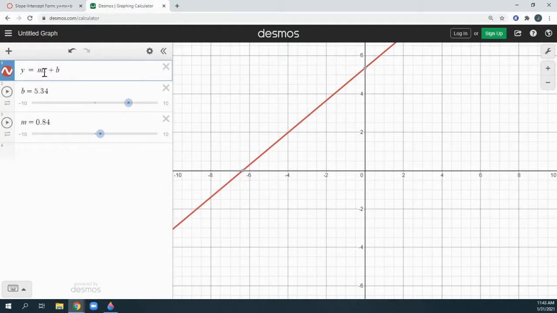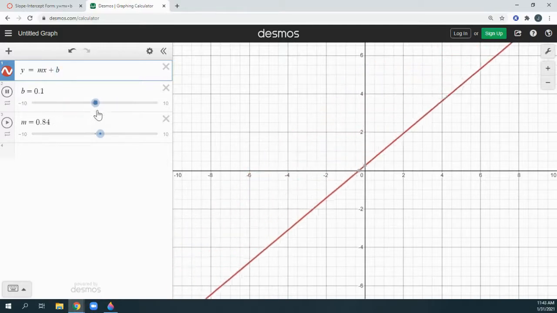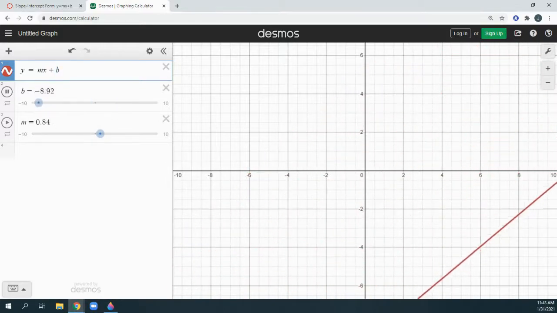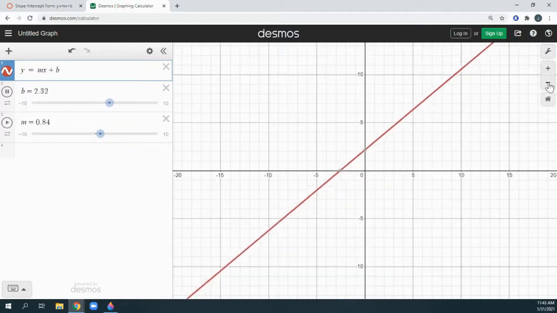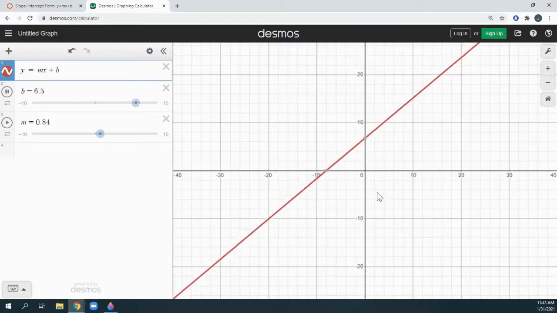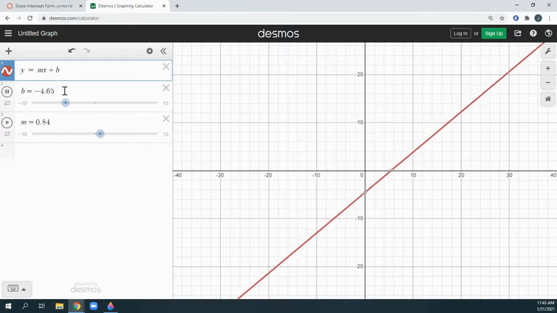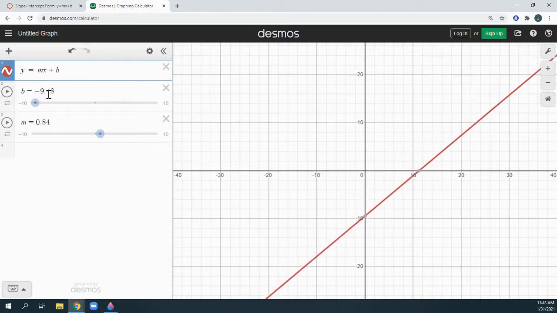All right, y equals mx plus b has m, which represents our slope, our rate of change, and b, which represents our y-axis, our y-intercept. So notice, if I push this, b, as it goes down, the line moves down. As b goes up, the line goes up. It's going between -10 and 10. Notice if I pause at negative 9.48, this line crosses the y-axis at negative 9.48. That's all that b does in this format.